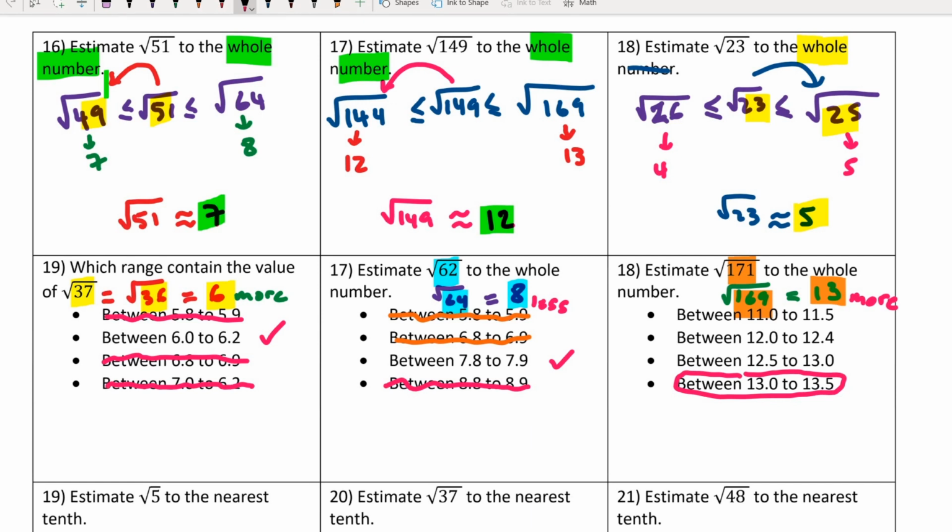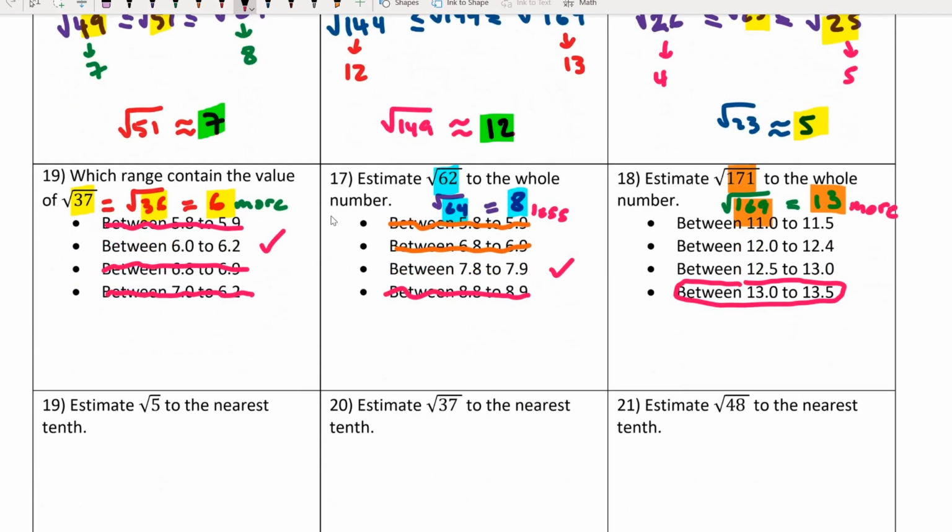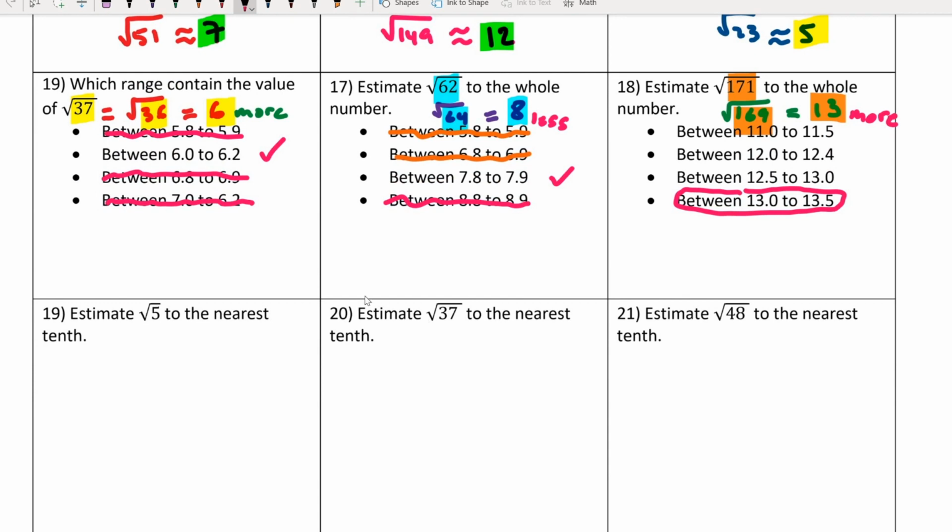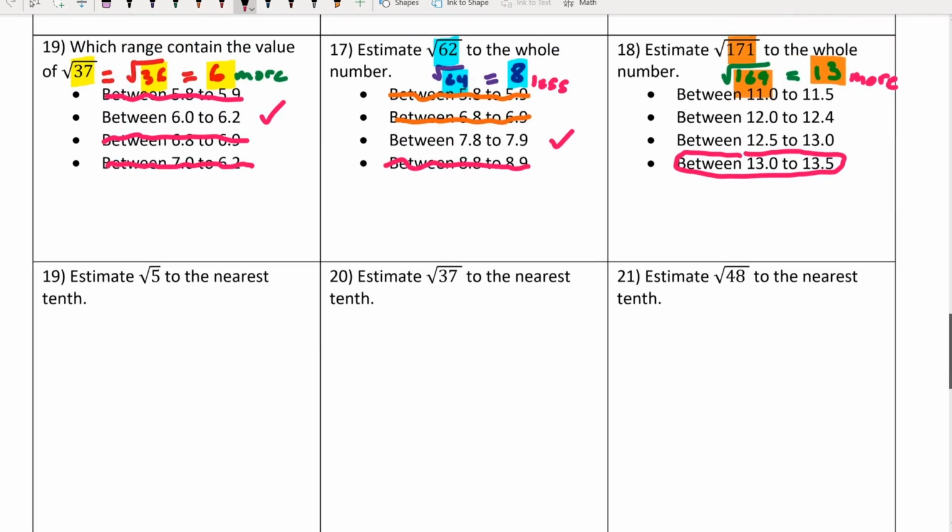Alright, we're heading to the next problem. I can see that I have a typo here. I will change this right now so next year I don't have the same problem. But thank you everyone who found that out and pointed it out for me.